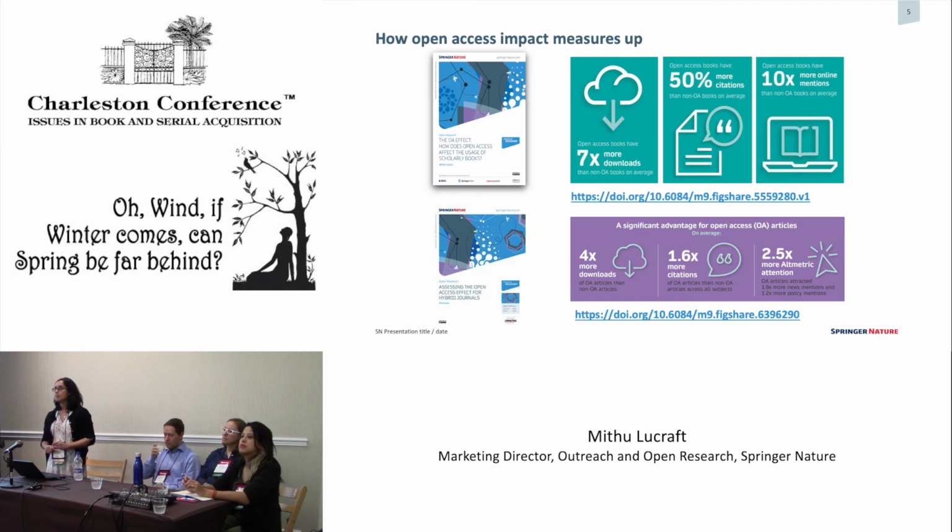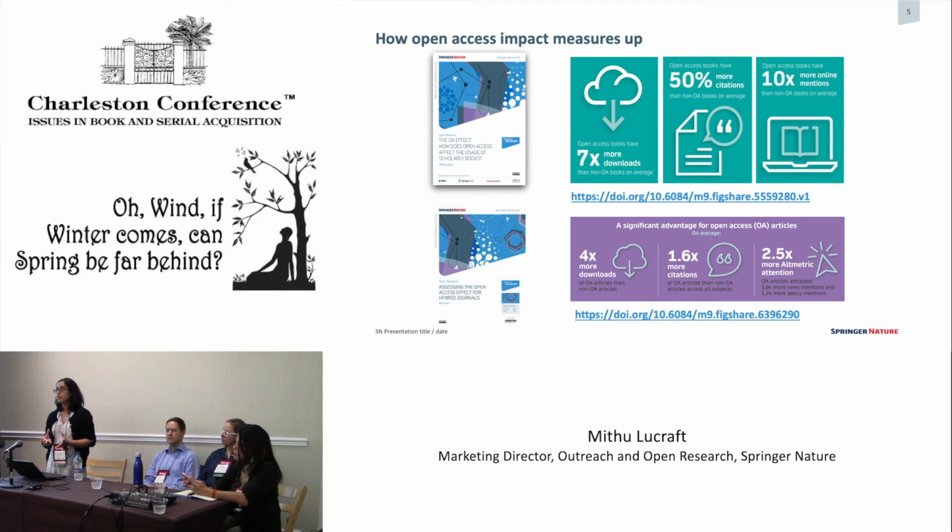So to kickstart that process, I'm going to talk very briefly about what we've been doing at Springer Nature. We published more than 90,000 open access articles last year. We have over 600 fully open access journals and over 1,900 hybrid journals, and we also published our 500th open access book earlier this year.